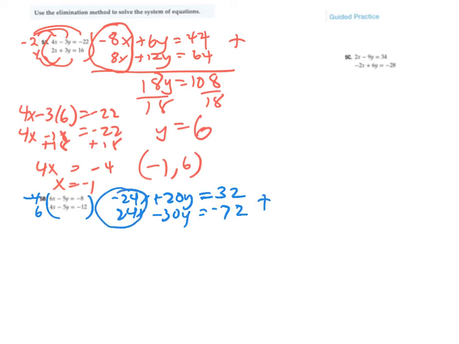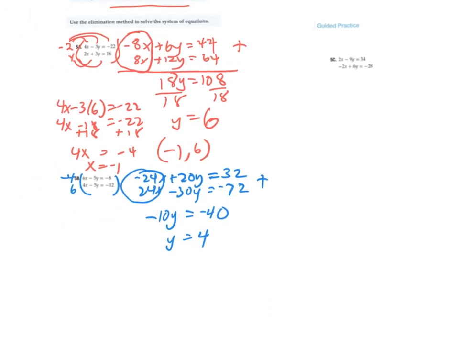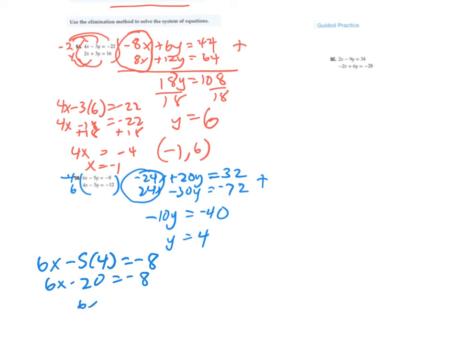So I've multiplied, and so I'm always going to add then. These two will always cancel out because they're opposites. And then when I add here, I'm going to get a negative 10y. And I'm going to get a negative, looks like 40. So y will equal 4. So once I have one letter, I can then substitute that back into either equation, but I'll do the top one. So 6x minus 5 times 4 equals negative 8. So 6x minus 20 equals negative 8. Add 20 to both sides. I get 12, and so x equals 2. So my answer is 2, 4.